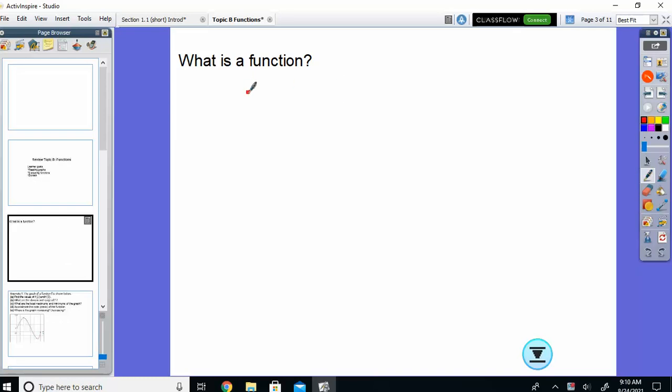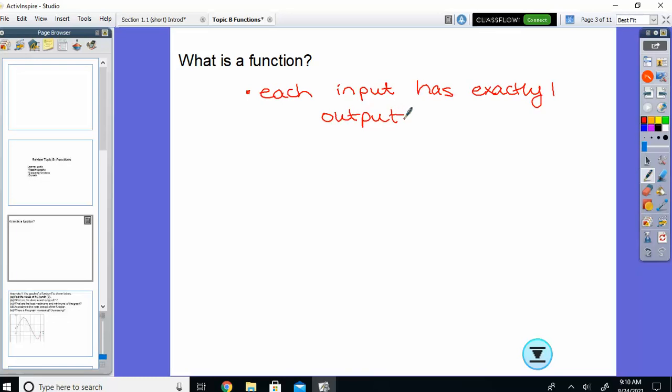A function is where each input has exactly one output. Put a number in, you get a number out. You never get two answers.